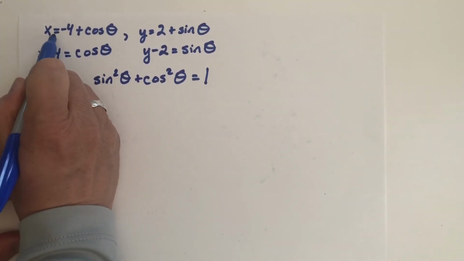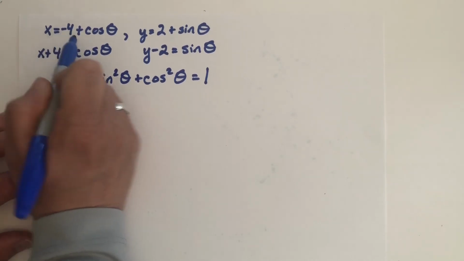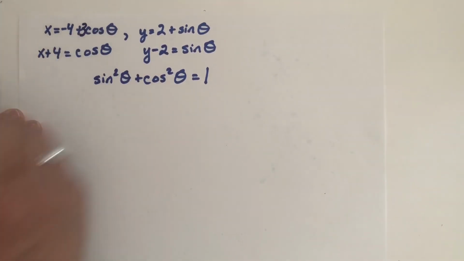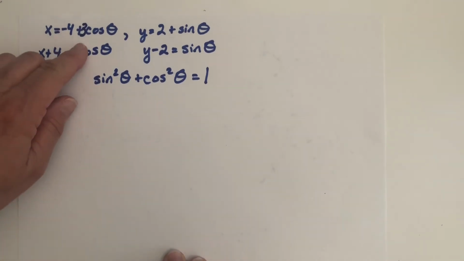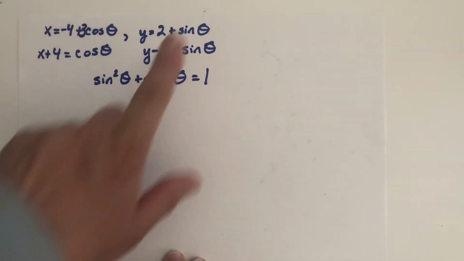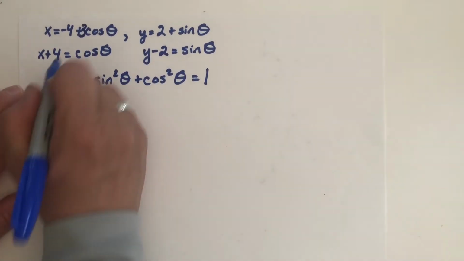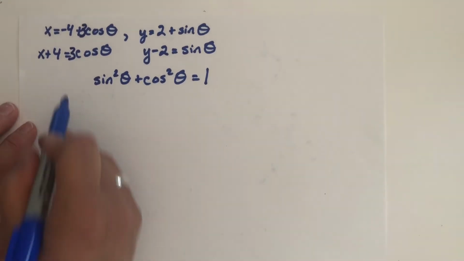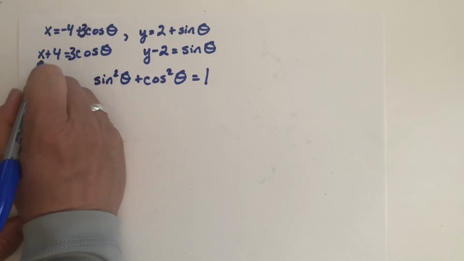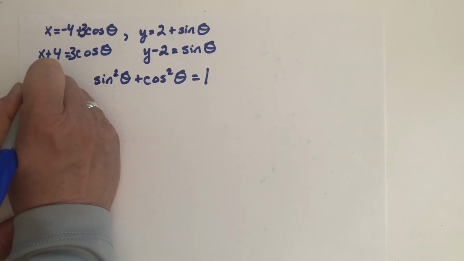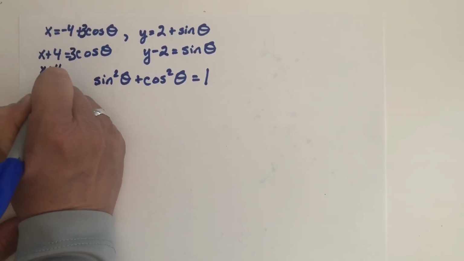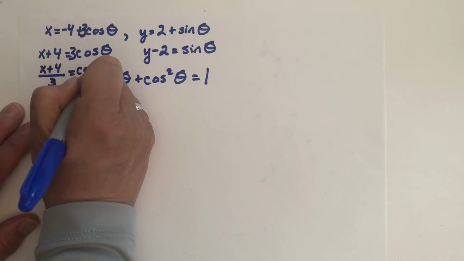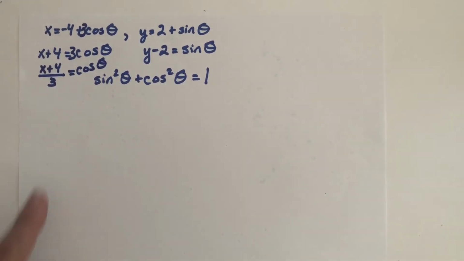I'm going to squeeze in a 3. X equals -4 plus 3 cosine theta. So I'm going to pop a 3 in here. We'll leave that a 1. But I'm going to pop in a 3. So that means we have 3 cosine theta right here. I wanted it just to be a little more complex for you. So we're going to divide by 3. So we have x plus 4 over 3 equals cosine theta. So a little more complex.